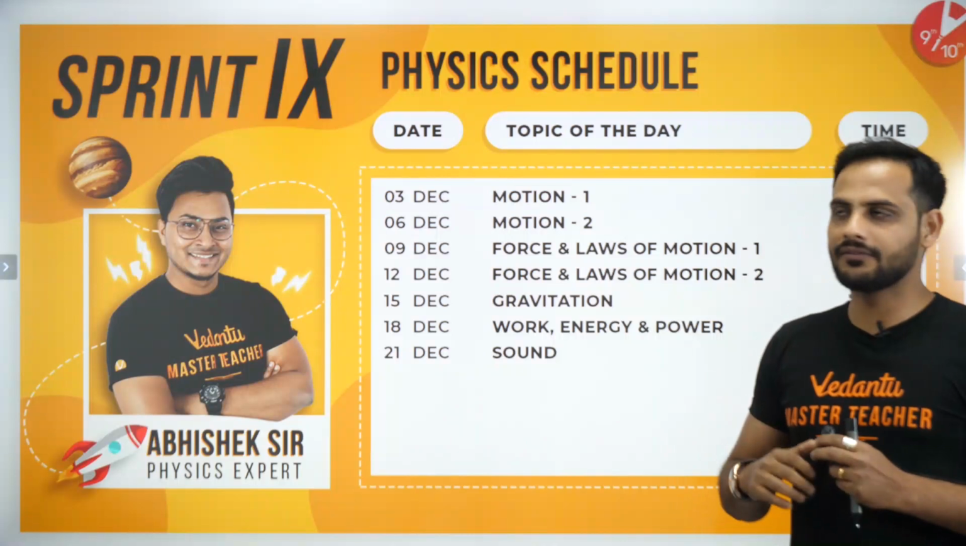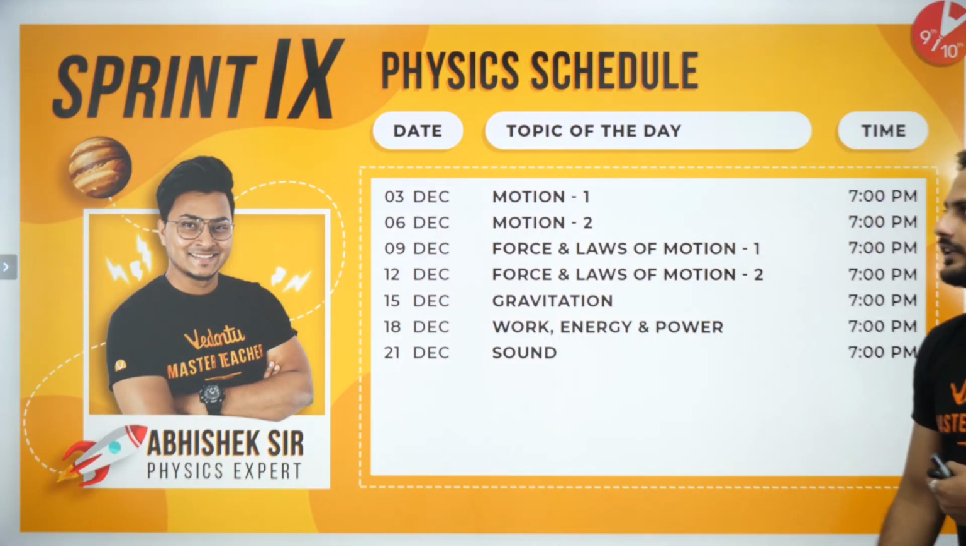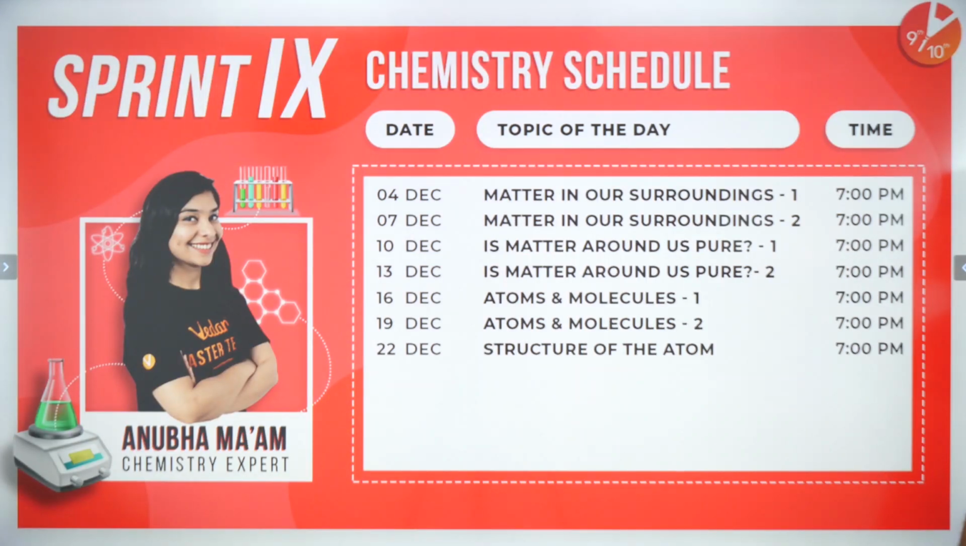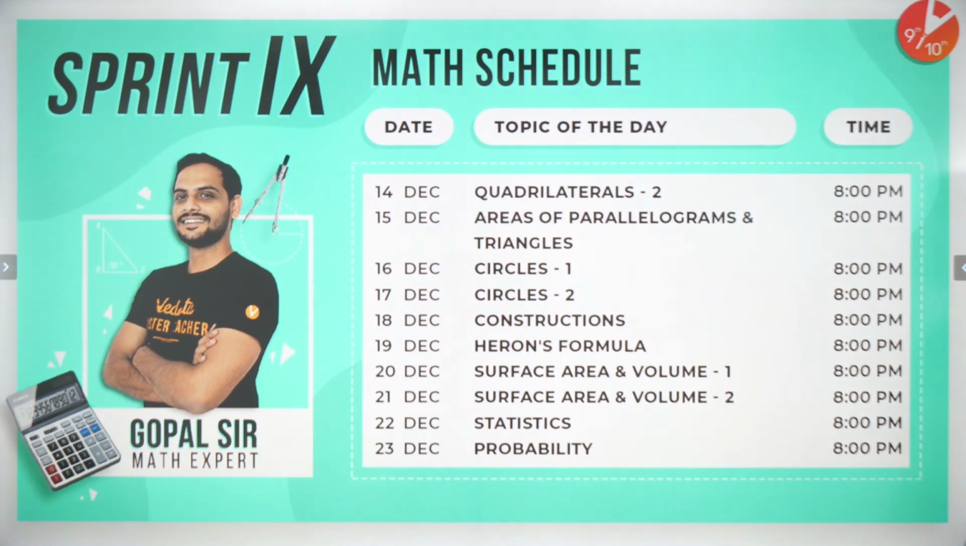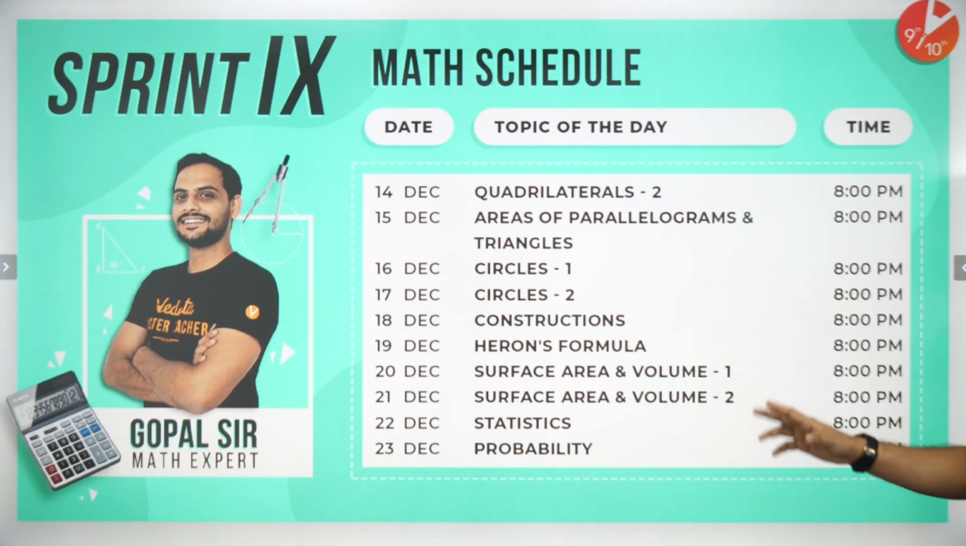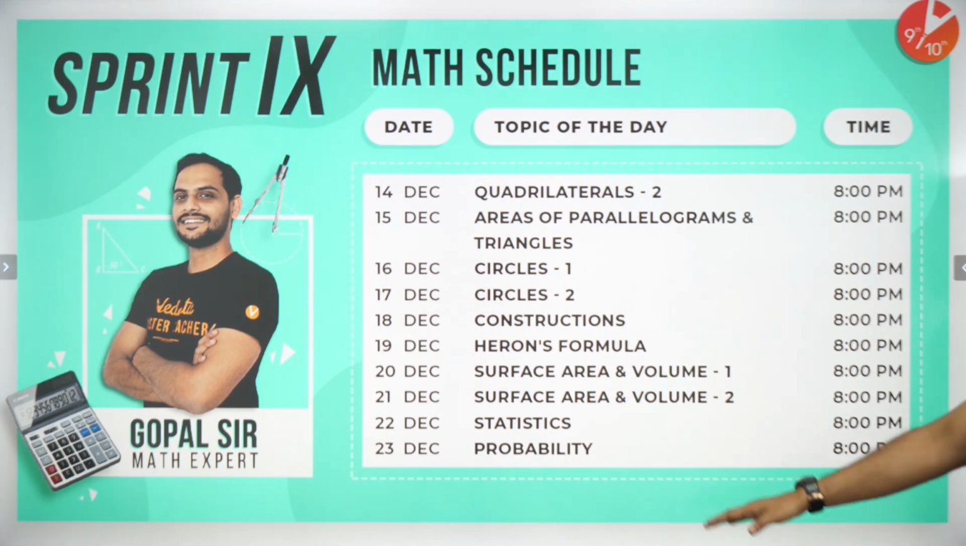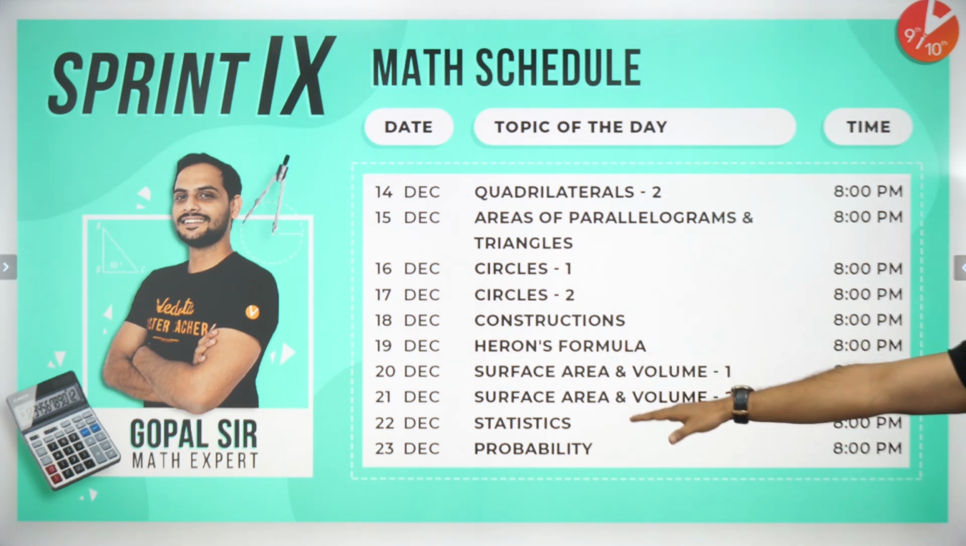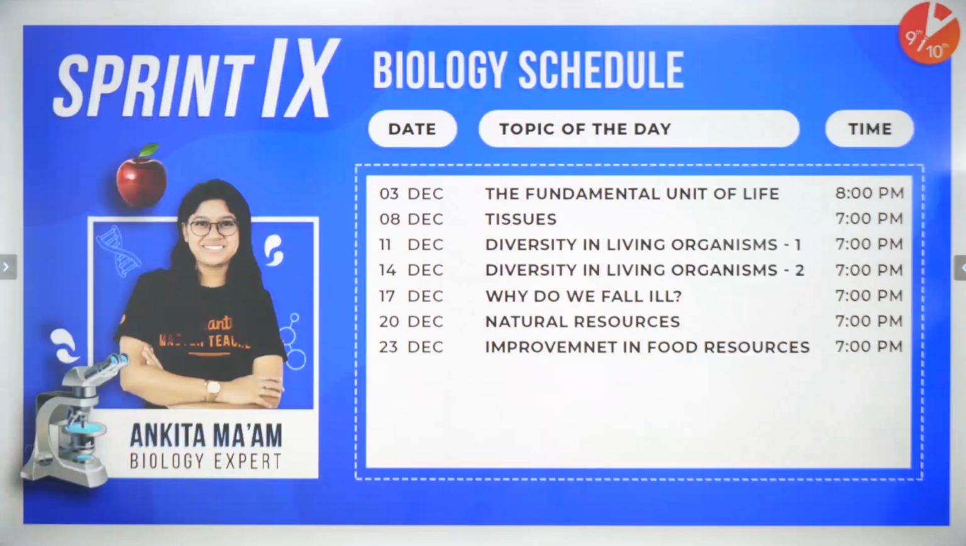Now let me start with today's part. As you can see the schedule here, for physics by Abhishek sir, chemistry by Anubha ma'am, and mathematics by me. So today we are here. There is a slight change in schedule, but the continuation is the same. Statistics we have pushed forward, and then these 2. And this is biology by Ankita ma'am.